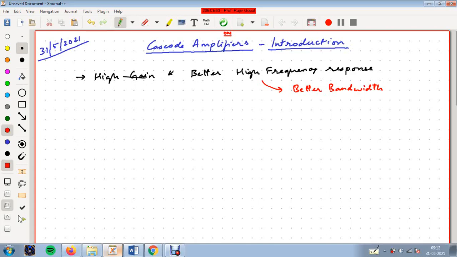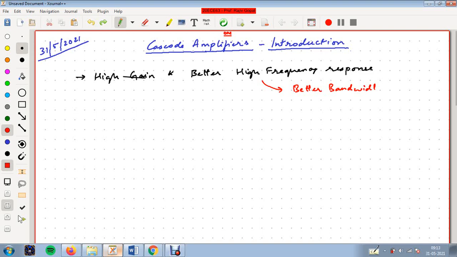So in this class we'll be learning about cascade amplifiers. So here we look at the cascade amplifier. Cascade here means you're using two amplifiers, one for better gain and one which provides good high frequency response.